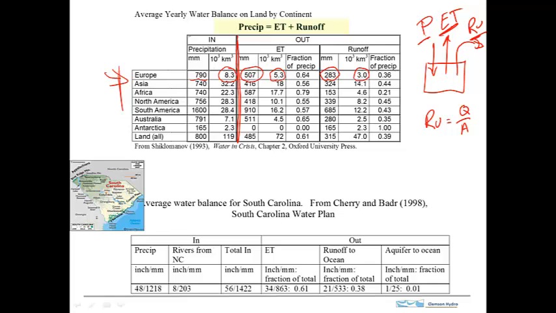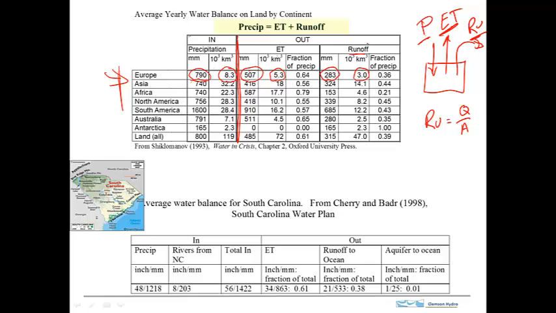Okay, so that's the basic balance: the precipitation in, let's say 790 millimeters coming in, is going to equal 507 millimeters, about half a meter, coming out as evapotranspiration, and 283 millimeters of runoff, I'm sorry, coming out.